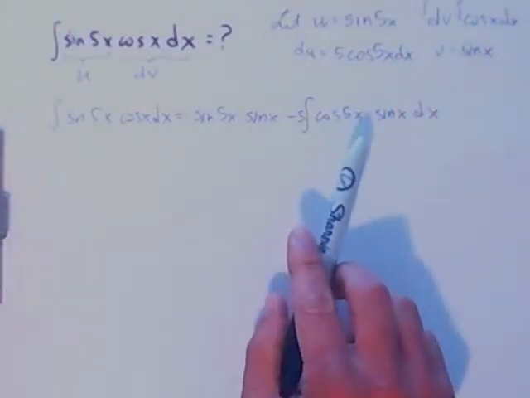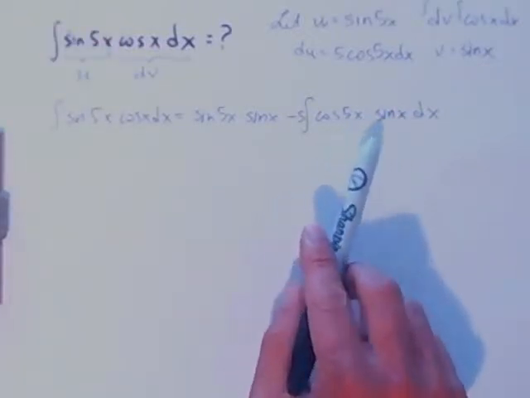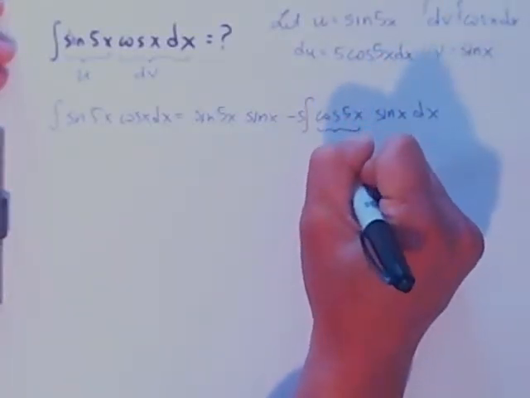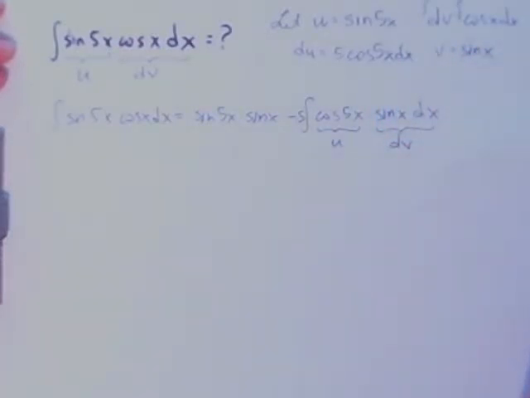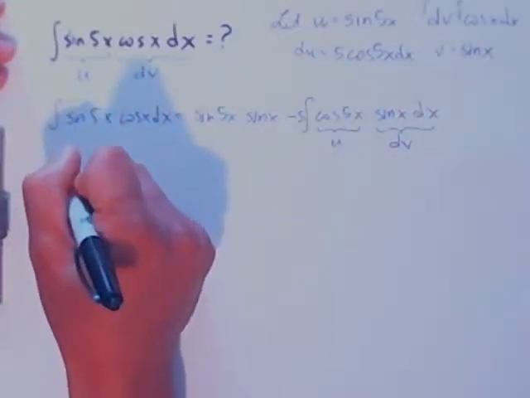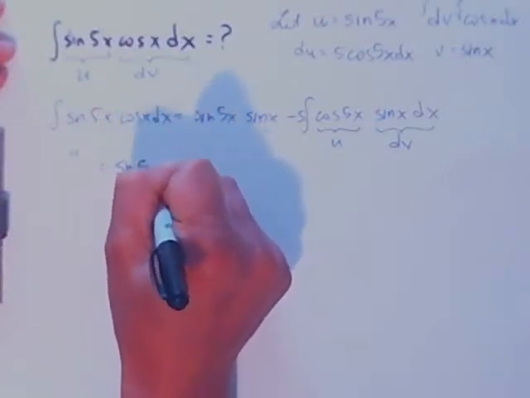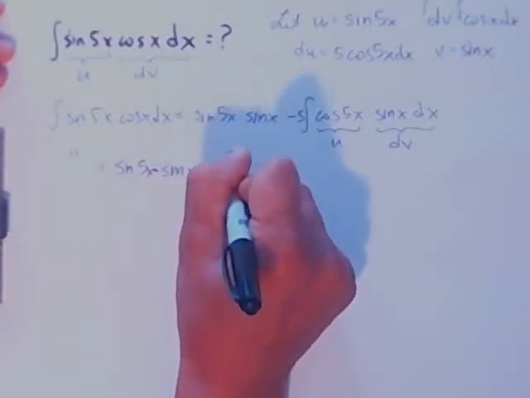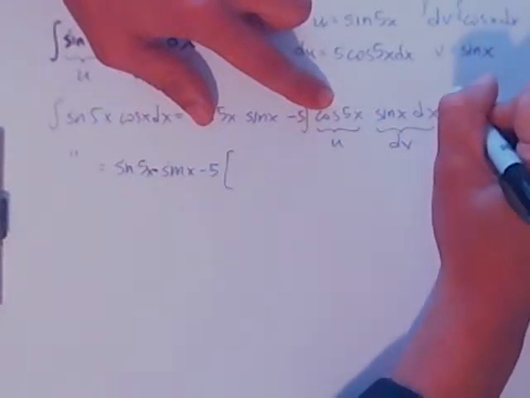We're getting close. We got the cosine of 5x instead of sine of 5x, and we got the cosine of x, sine of x. So I thought, let's do integration by parts one more time. I'm going to let this be u again, and let this be dv. And so the left side becomes sine of 5x times the sine of x minus 5 times the quantity. I'm going to write it just a little bit smaller here.